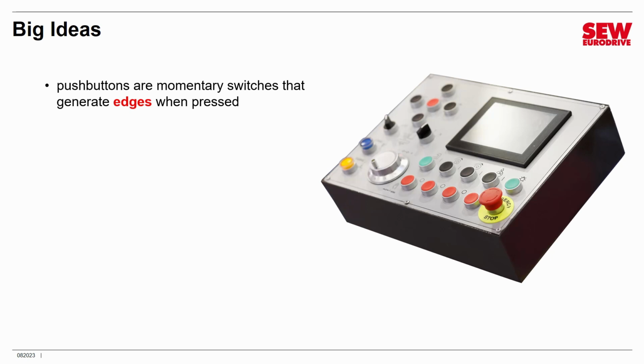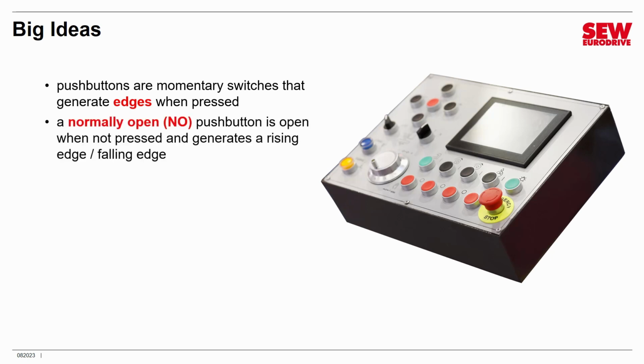Push buttons come in two types. A normally open or NO push button is open when you're not pressing it, and it goes high or closed when you do press it. It generates a rising edge followed by a falling edge. This is the schematic symbol for a normally open push button. You can see that the symbol shows that it's open when you're not touching it, and the second diagram there shows what it does when you press it.